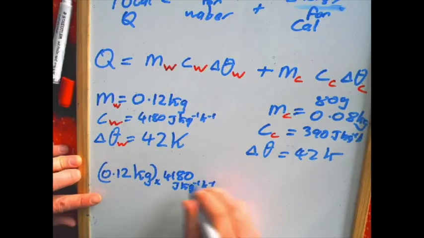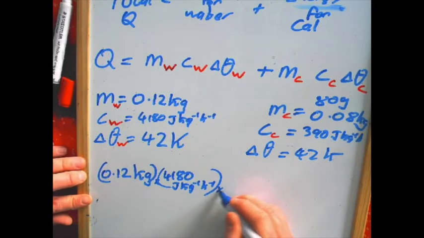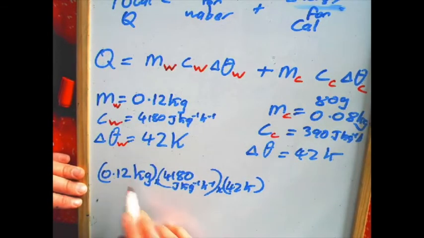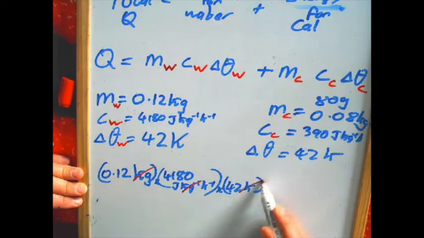So 0.12 kg times specific capacity of water, 4180 joules per kilogram per Kelvin, times the temperature difference of 42 Kelvin. Okay, yeah, I'm going to leave out the units, but just to show you what happens with the units, remember that we're expecting this to work out as an energy reading, as joules. So let's see if it does.